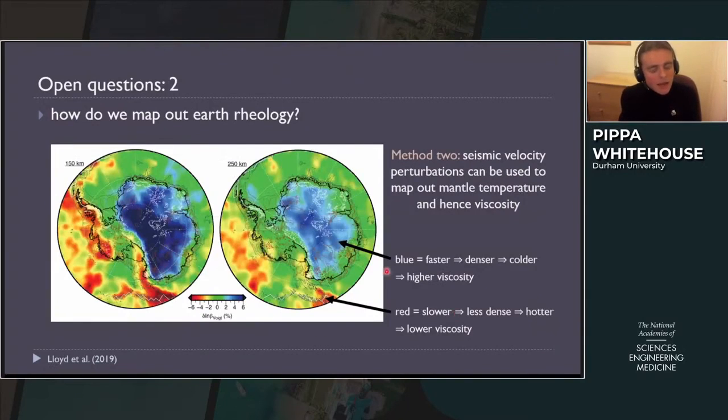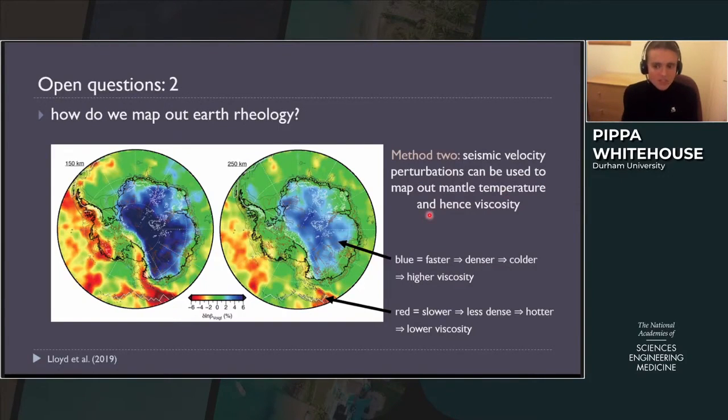The second way: we don't have these instruments everywhere. We don't have this sort of natural experiment going on everywhere. So we need to map out mantle viscosity in a much more independent way. And I know Jackie's going to talk about this in a lot more detail. But essentially, the approach that can be used is to map out seismic velocity perturbations, which is what is shown in this figure here, which help us understand mantle temperature distributions and hence viscosity.